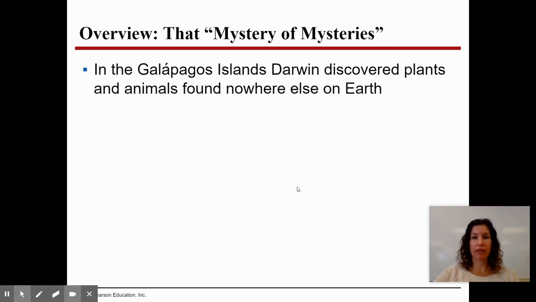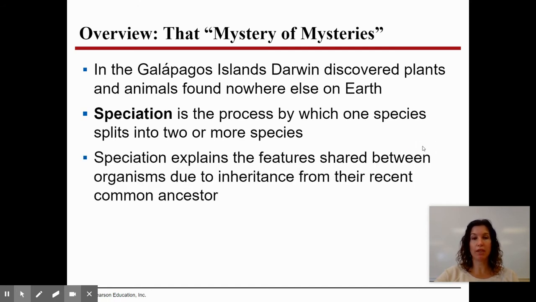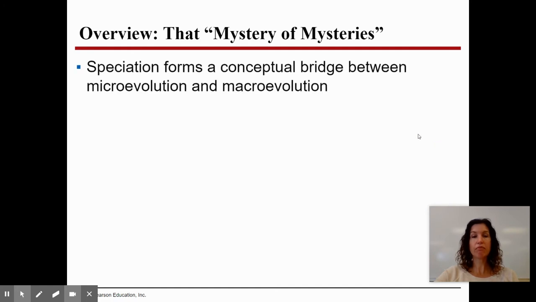In the Galapagos Islands, Darwin discovered plants and animals found nowhere else on Earth. So he discovered these different species. Speciation is a process by which one species splits into two or more species. And this explains the features shared between organisms due to inheritance from the most recent common ancestor.